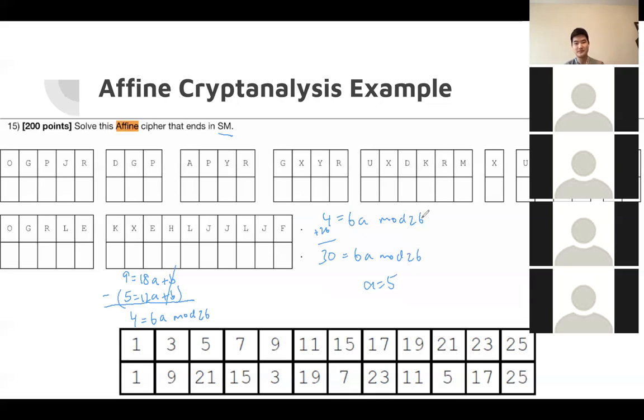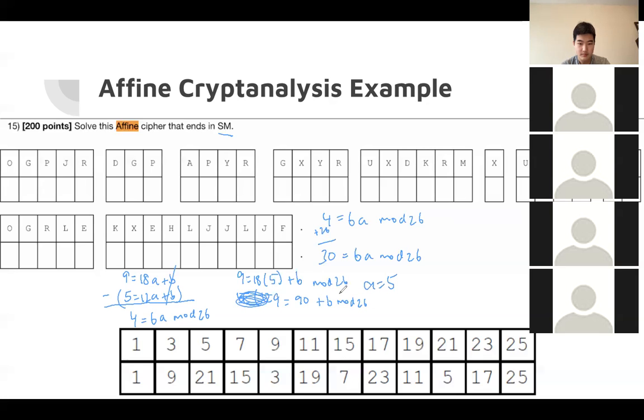Big brain. And then once we know that a is 5, we can just plug back in. Actually, you don't even need both equations, I'm not going to do both. You just need to remember that this is mod 26. So 18 times 5 is 90. So 9 equals 90 plus b mod 26.